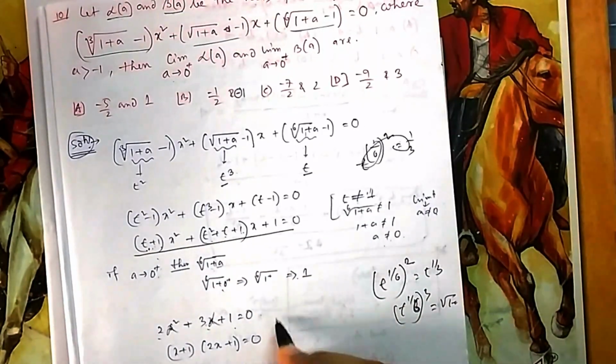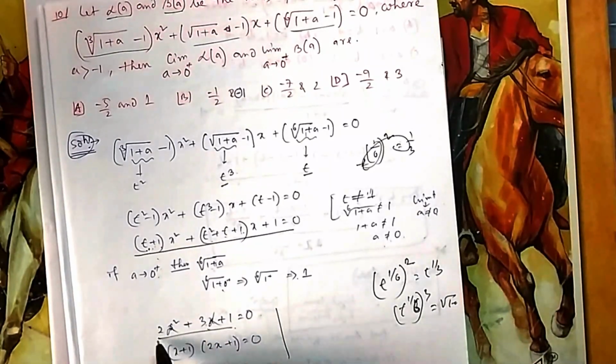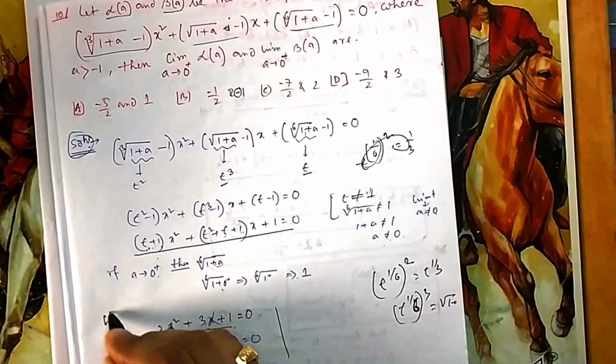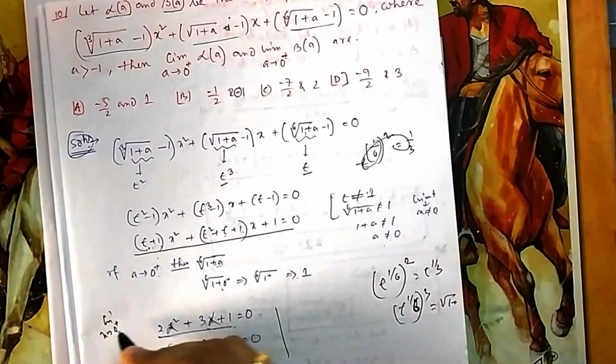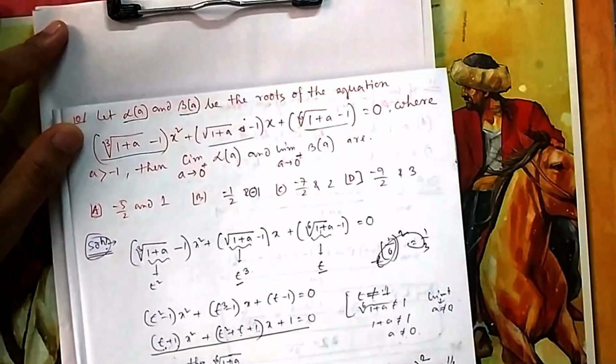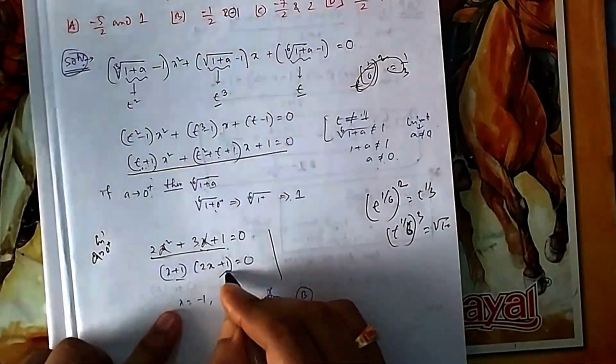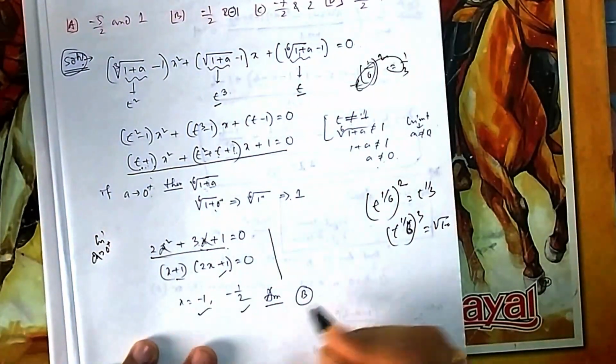Now for alpha and beta, both should be satisfied. So you solve this one, because alpha and beta are the roots of this equation. If you put limit x tends to 0 plus, a tends to 0 plus in this expression, then this is the quadratic that is forming, and alpha and beta are the roots of that quadratic. So if you solve it, you will get x equal to minus 1 and minus 1.